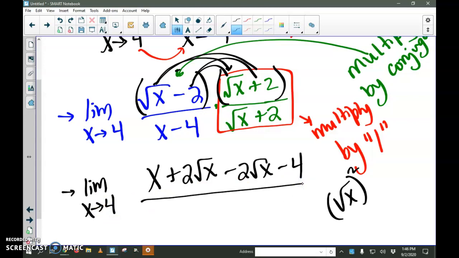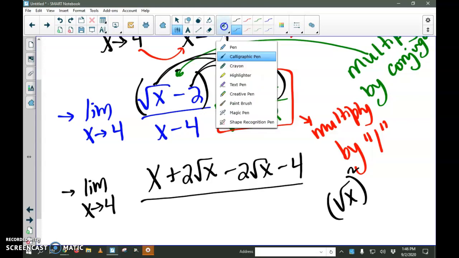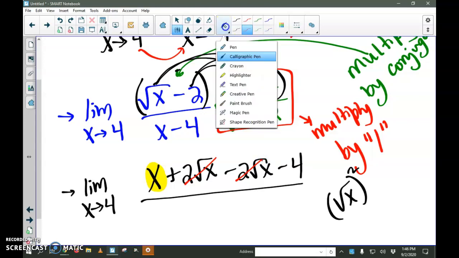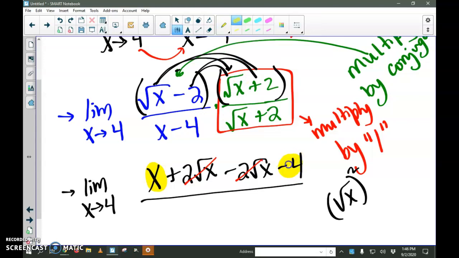And so the reason why I would multiply a square root expression by its conjugate is because, one, my root goes away. Two, the middle terms disappear because they are opposite signs. That's why the conjugate has an opposite sign. And I'm going to be left with a much simpler expression of x minus 4.